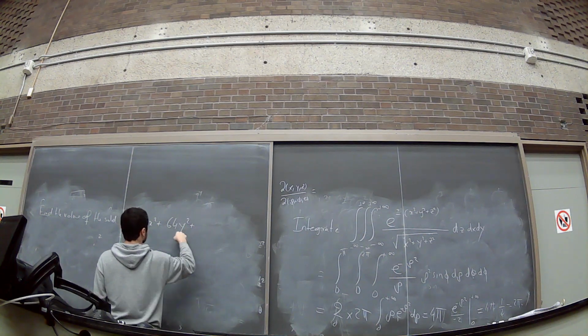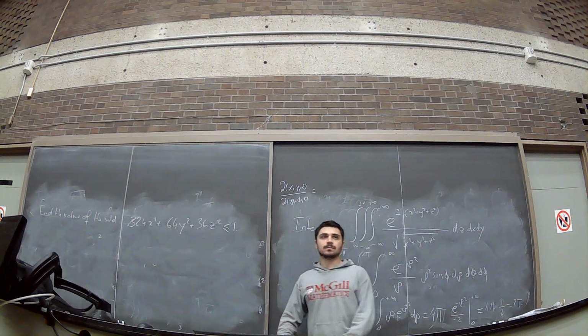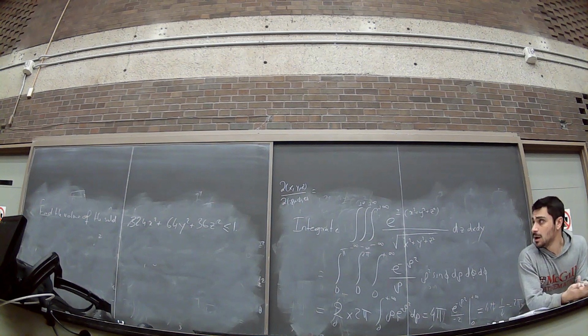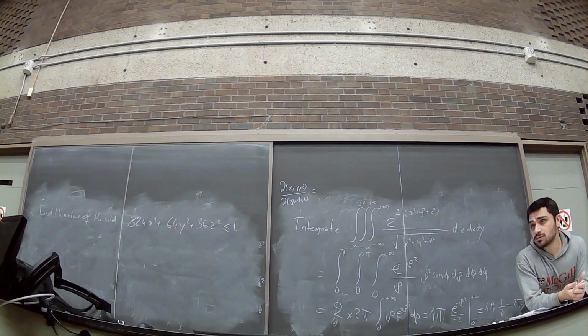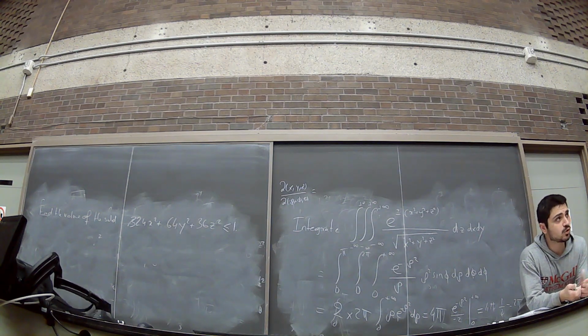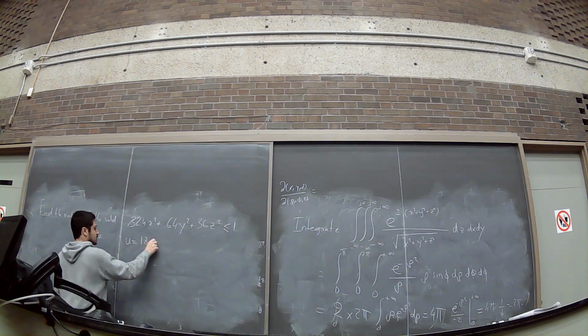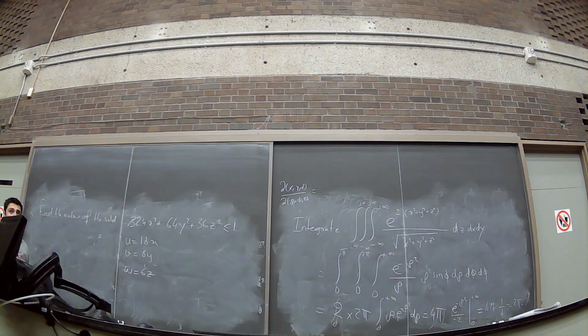324x squared plus 64y squared plus 36z squared is less than or equal to 1. How do you go about such a question? Change of variables, right? Do you guys see this? I want to write my 324x squared as something like u squared. So what would u be? u would be 18x, v would be 8y, and w would be 6z. Do you agree or not?